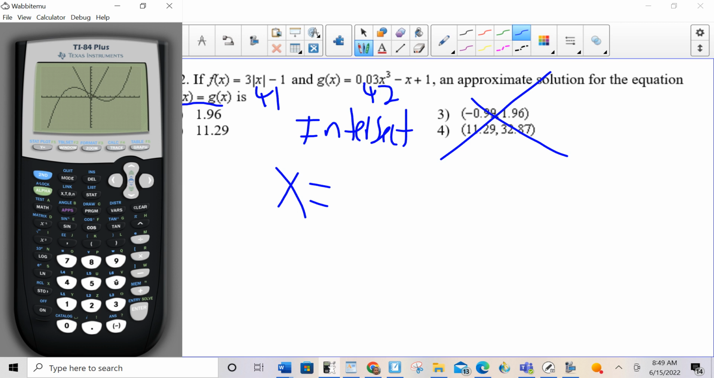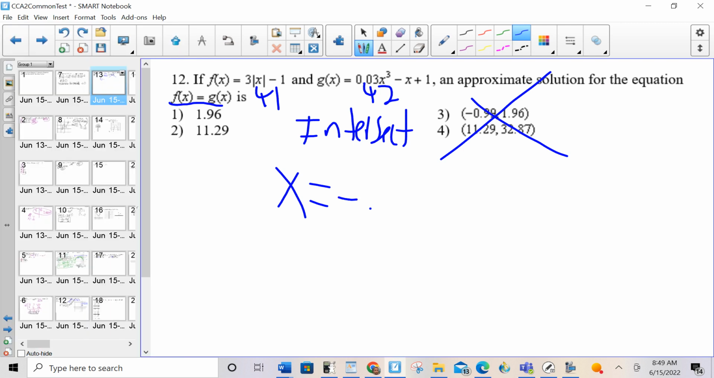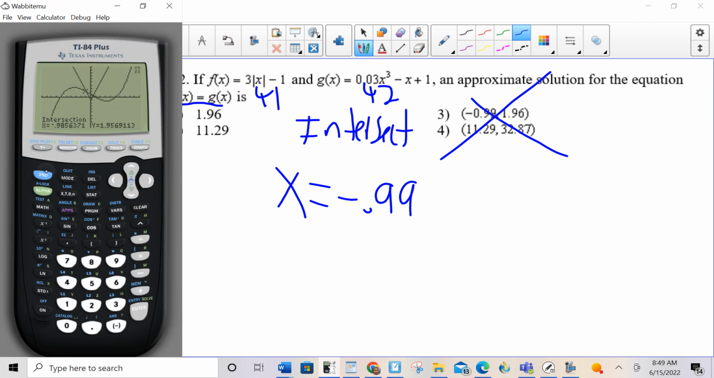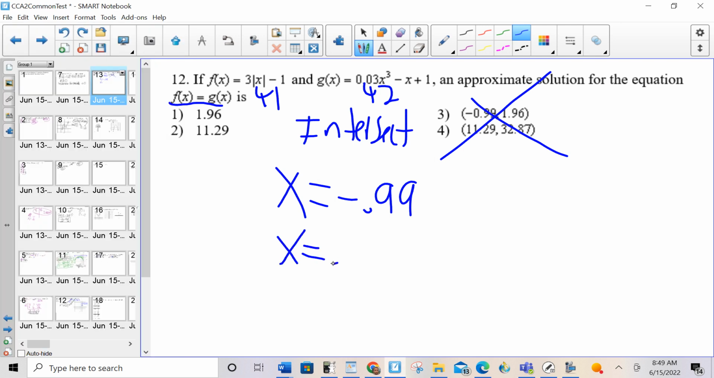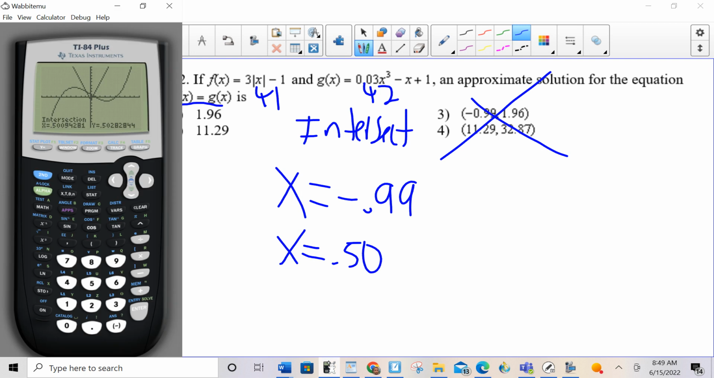I see two intersections right now, so I'm going to find those. Second trace, option 5, move the cursor, enter, enter, enter. I'm only looking at the x coordinate. I see negative 0.99. That's not there, so now I'm going to find the next one. Second trace, option 5. Enter, enter, enter. x equals 0.50. That's not there. So there's got to be another intersection.